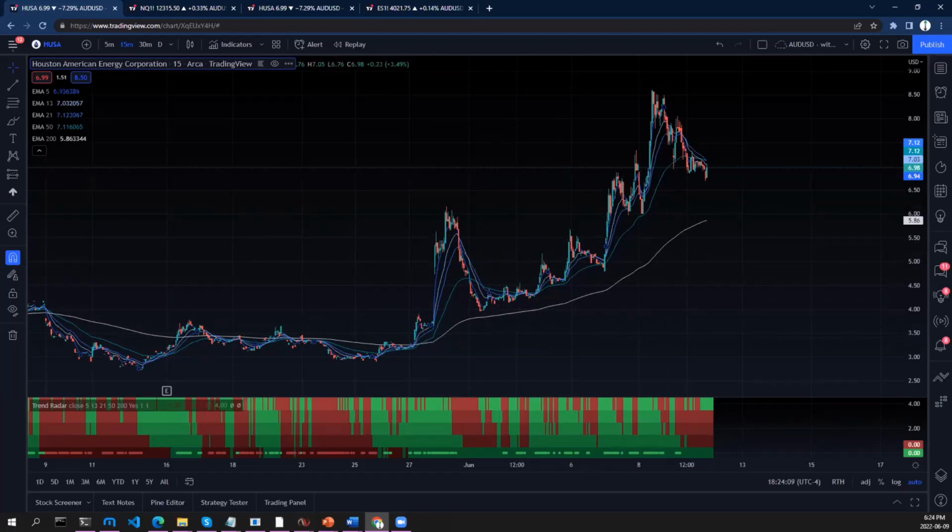We had some questions coming in. Does Trend Radar work on all markets? The answer is yes, of course. It's based on price action, and every market that has price action, which is basically every market, this indicator can be used for. So whether it's commodities, indices, stocks, ETFs, futures, currencies, cryptos, yes, all of these can benefit from this indicator.